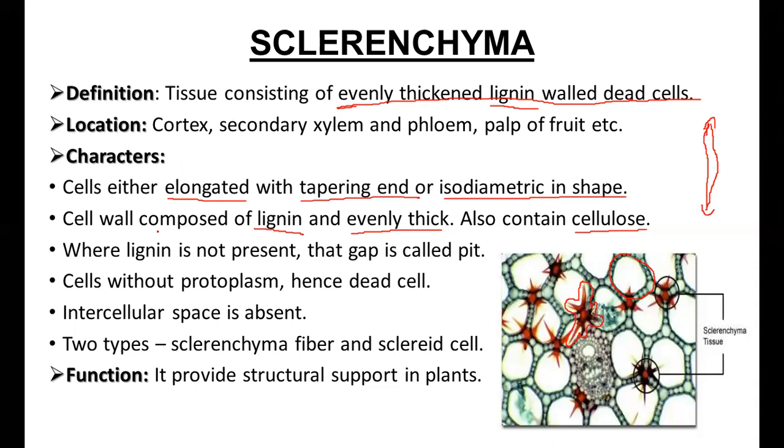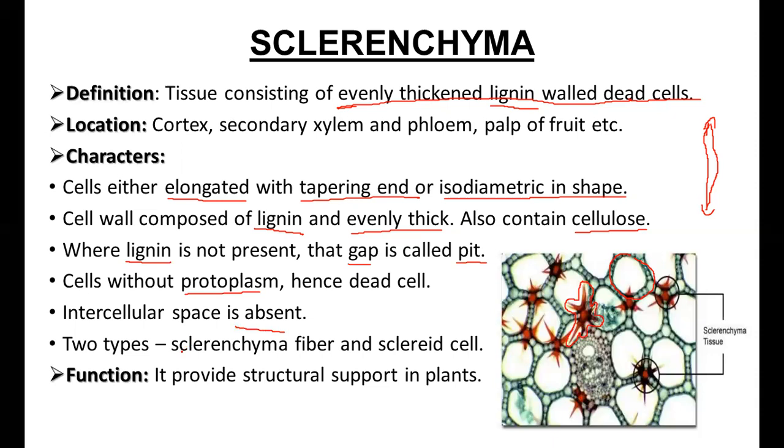Now, all the places in the cell wall where lignin is not present, here a gap is present. That gap is called a pit. If we see the diagram, then we can easily understand what a pit is. All the cells are without protoplasm, as we see here that the cells are dead. As the cells are dead, protoplasm is absent, and intercellular space is also absent because it is fiber.